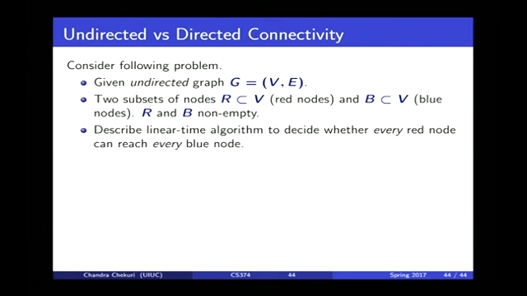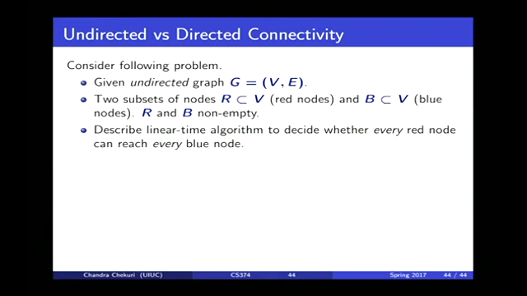I mean, you're almost there. You just check the component containing a single red node and check if all the red and blue nodes are in that. There could be other nodes which are not in that component. Very good solution which most people don't get. Observe that the graph is undirected. If the graph is undirected, then every red node can reach every blue node if and only if all the red and blue nodes are in the same connected component.